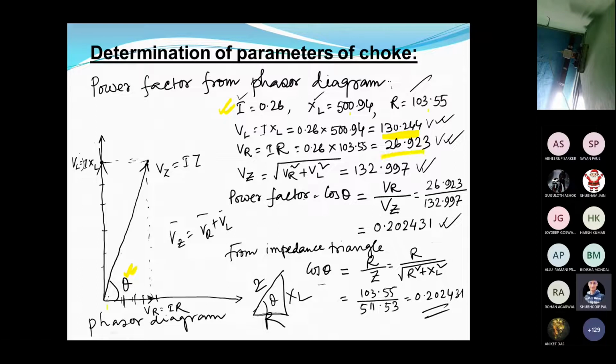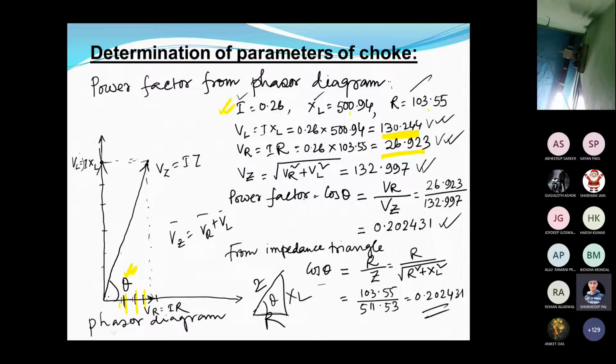Now VR, how much did you get? 26. So on the x-axis, this much unit you will consider as 10. One unit in the graph paper when you are plotting is 10 volt. So accordingly you will consider. My 30 is around 30, so 1, 2, 3 like this. So this is my VR point.